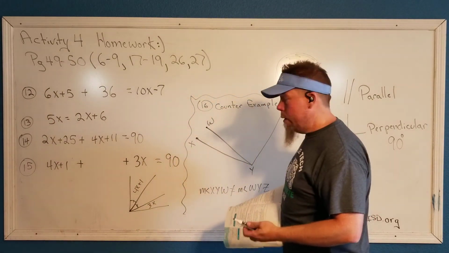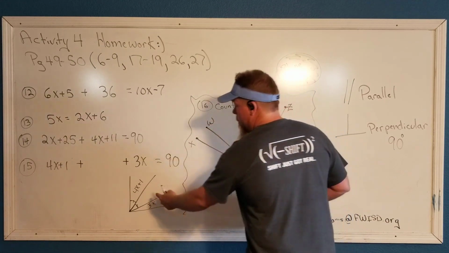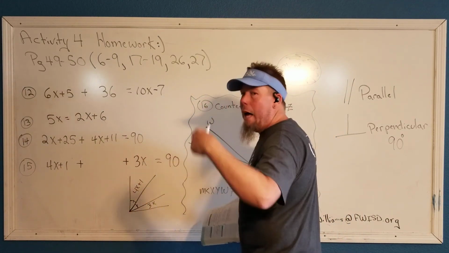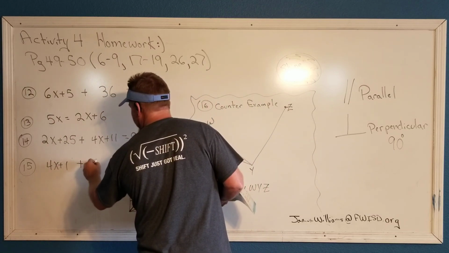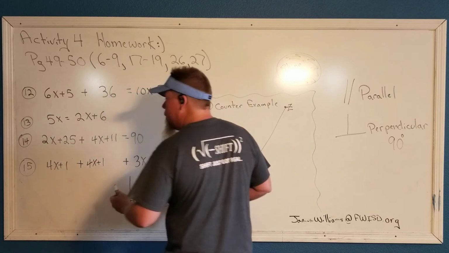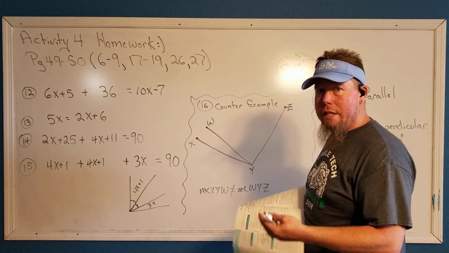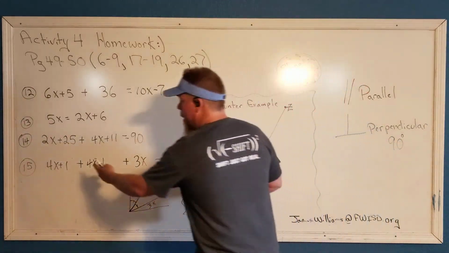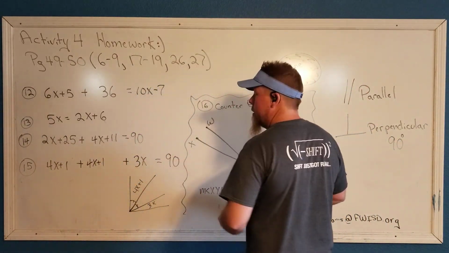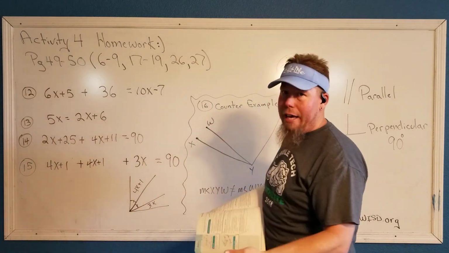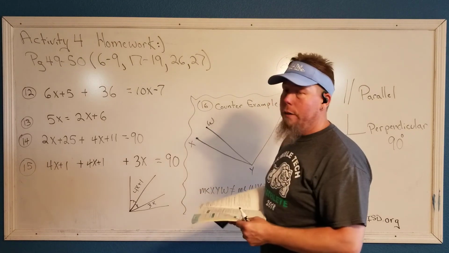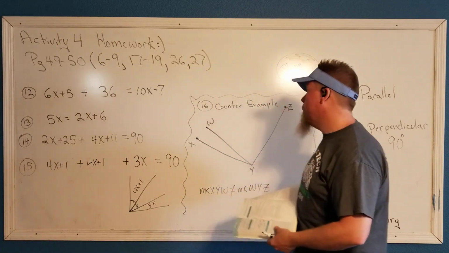And that's what they're asking for, the missing angle. Well, notice these two are equal to each other, so we can simply copy that expression. That expression was 4x plus 1, so I'm going to put 4x plus 1 here. And notice what happens. All of a sudden, I have a full equation that I can solve. I can do 4x plus 1 plus 4x plus 1 plus 3x equals 90. That would allow me to solve for x. And once I've solved for x, I can turn around and plug it back in to find the missing angle. So that's how 15 is going to work. Again, I really like 15. I think it's a good problem.